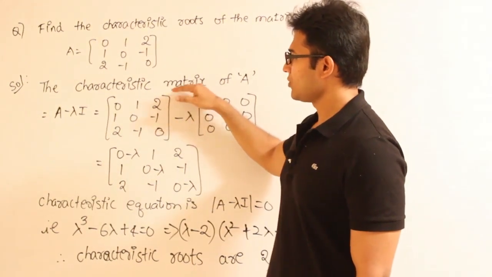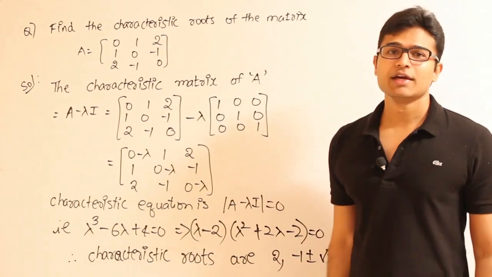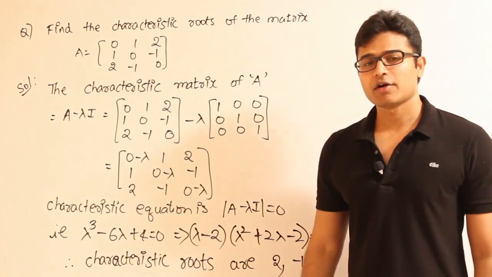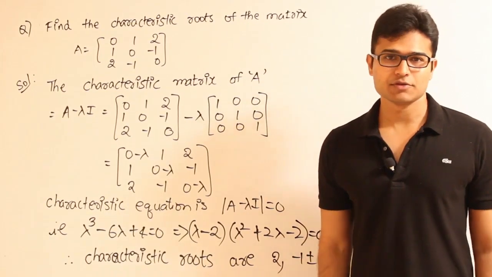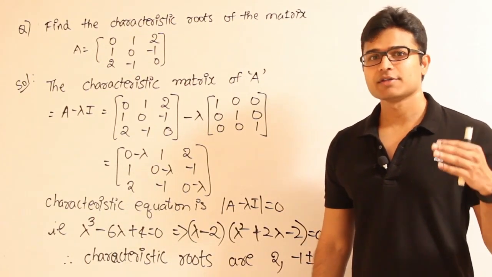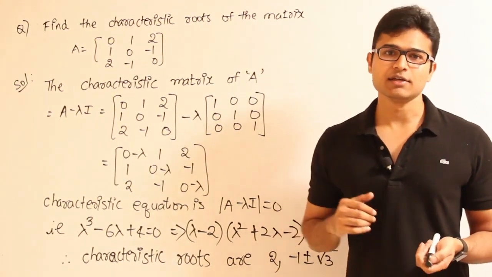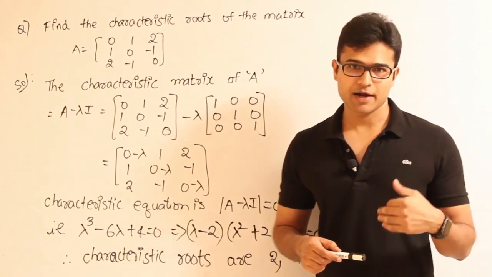If you want to find out the characteristic roots, first of all, what is a characteristic root? It is nothing but the eigenvalues. They are asking us to find out the eigenvalues. We know that in order to find out the eigenvalues, we have to solve the characteristic equation. Now before going ahead and writing the characteristic equation, let's write the characteristic matrix.